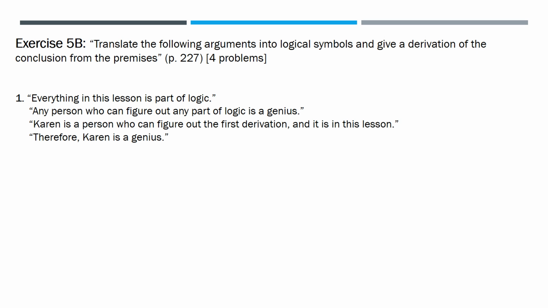It's time for argumentation. Exercise 5b is from page 227 of the Suppes and Hill textbook. We're to translate the following arguments into logical symbols and give a derivation of the conclusion from the premises.